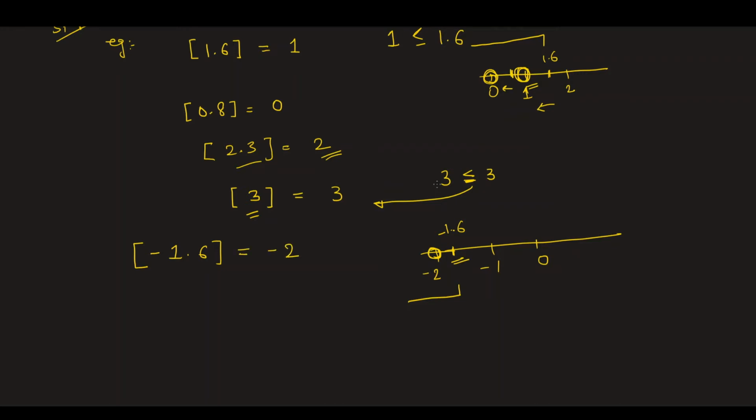If we say gent of minus 0.8, then it is minus 1, because minus 0.8 would be here, and if we go to the left side, then minus 1 would strike first. Then if we say gent of minus 2, it will again be minus 2. Why? Because minus 2 is less than or equal to minus 2. So this equality comes into the picture in this case.